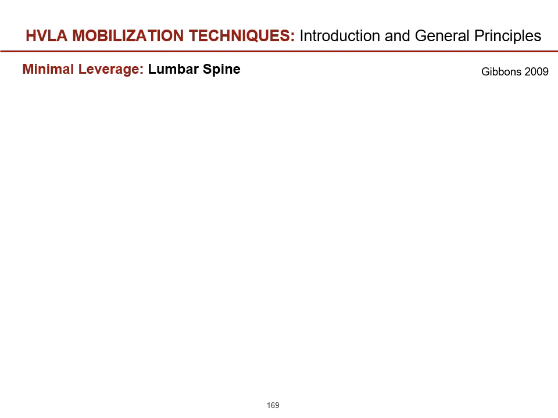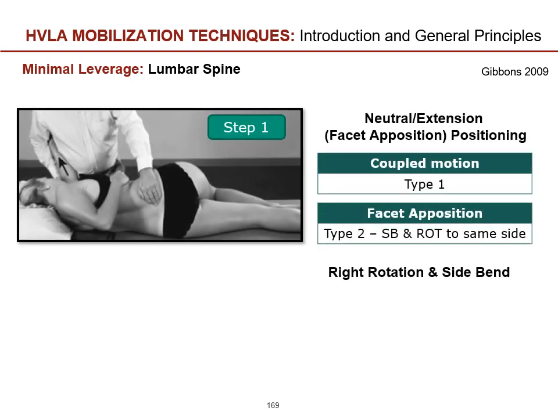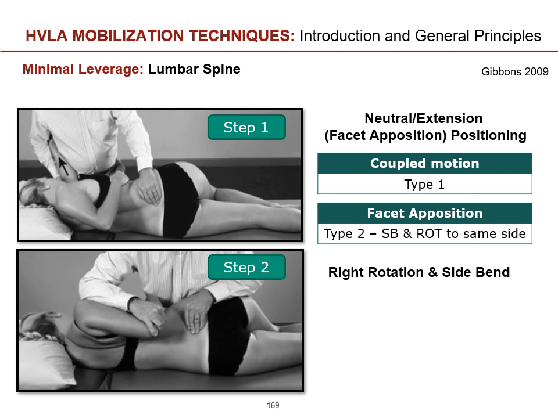Okay, so we'll take you through a brief example here. So the patient's positioned in the starting position on her side as shown in the previous slide. And then step 1 would be introducing a little bit of rotation. Note that this is for your neutral and extension positioning for your facet apposition. So the coupled motion that predominates here is side bending and rotation in the opposite direction. And so with step 1, the right rotation is introduced. And then with step 2, right side bending is introduced.